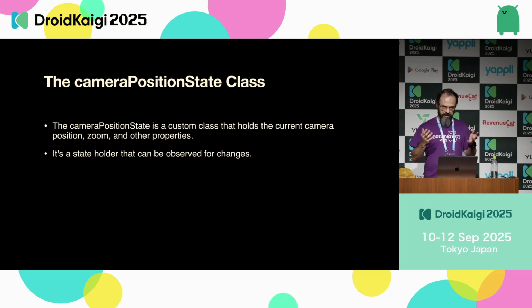For example, let's take a look at the camera position state class. The camera position state is a custom class that holds the current camera position, zoom, and some other properties. You could think of it as a state holder that can be observed for changes.